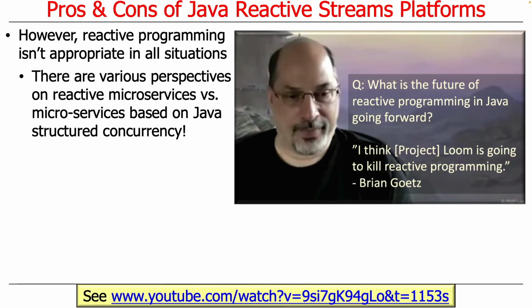However, there are other perspectives on this, and there's a great video. You can go watch this video. You can get it at this link. This is the number of seconds into it where this conversation takes place. The interviewer is asking Brian Goetz, who's one of the chief architects of Java, who works at Oracle, what's the future of reactive programming in Java going forward? And his point, which is a somewhat biased point, but I don't necessarily think he's wrong, is that Project Loom, which is this structured concurrency virtual thread model we've talked about, is going to kill reactive programming.